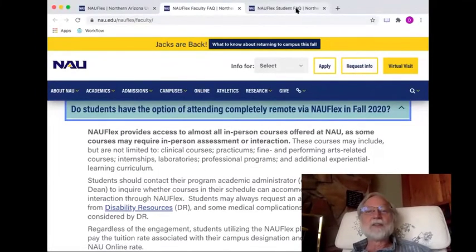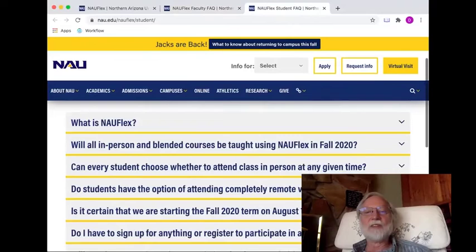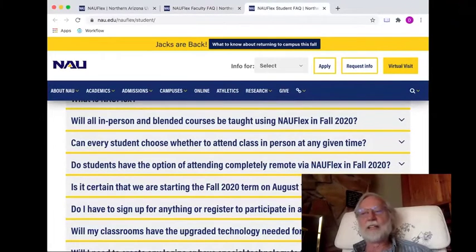And then there's the student questions, so that some very similar questions, but with slightly different answers for the students. But that's our plan, and I think the technology is mostly in place. I'm responsible for all classrooms, so we've been putting webcams and microphones in those classrooms that didn't have those already.